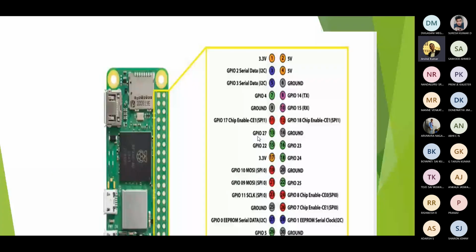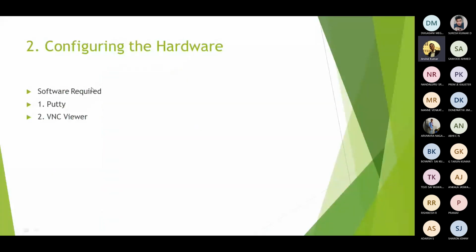Again, for interfacing the hardware, we will require some software. What is the first software we will require? We will require Putty, and then we will require VNC Viewer. These are the two software required to create the connection, because there is no wired connection. You know, in Arduino, you were connecting using a USB port, but in Raspberry Pi there is no USB port. You have to connect it wirelessly. To create that wireless connection, we will be using this software, Putty and VNC Viewer.